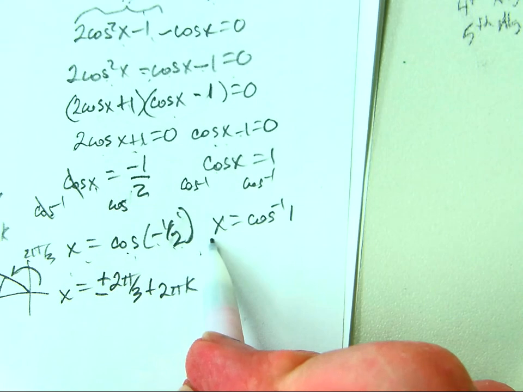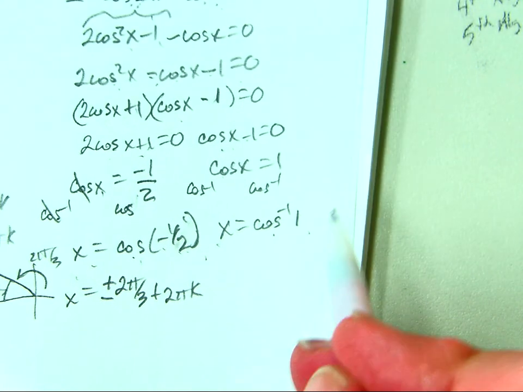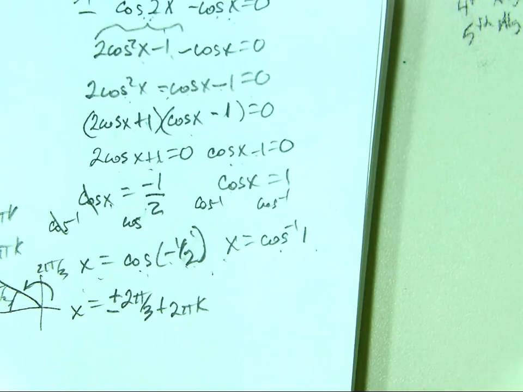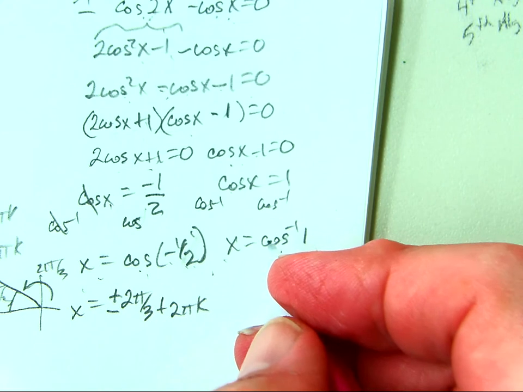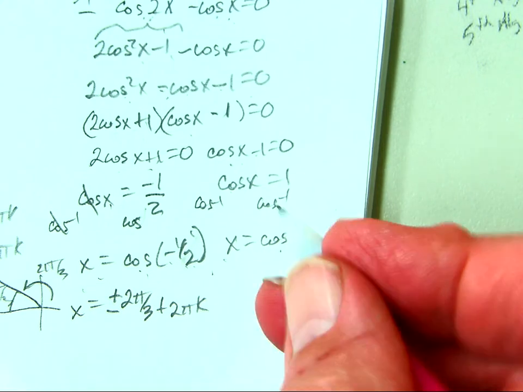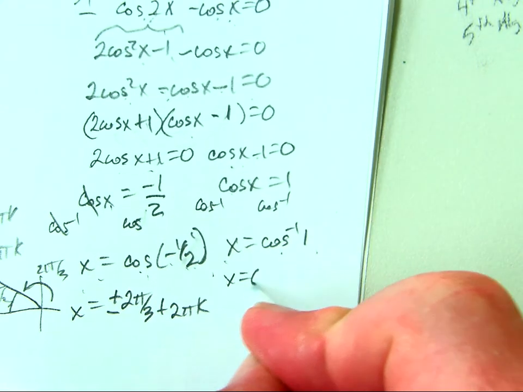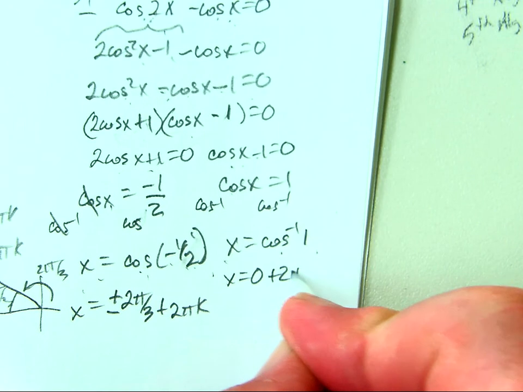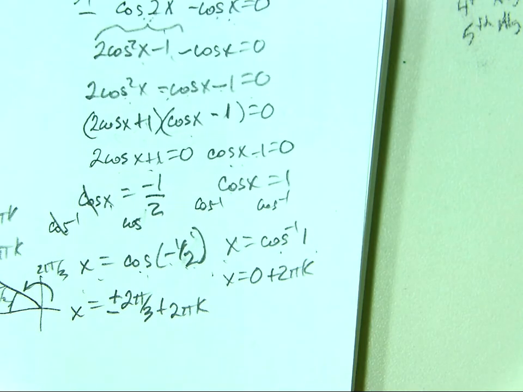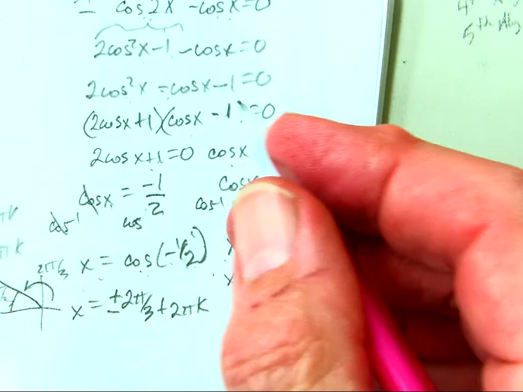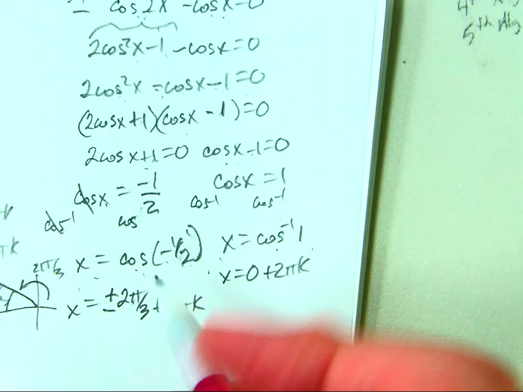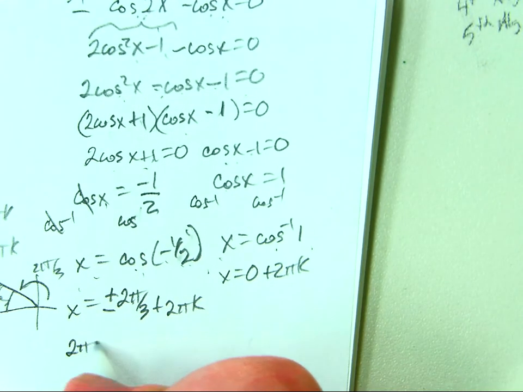So what angle has a cosine of 1? Well, cosine is x over r, so that's going to be 1 whenever x is 1. X is only 1 on the positive x-axis. So that equals 0 plus 2 pi k. Now, if we find everything that fits between 0 and 2 pi, if we start with 2/3 pi, that fits.